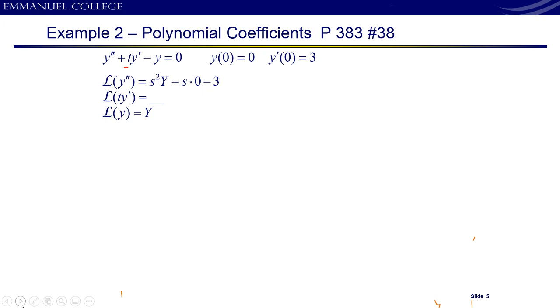Well, the Laplace transform of y double prime carries on the same. We'll come back to t momentarily. And then the Laplace transform of y is still capital Y. That derivative rule is very useful. So the Laplace transform of t y prime is negative the derivative with respect to s of the Laplace transform of y prime.